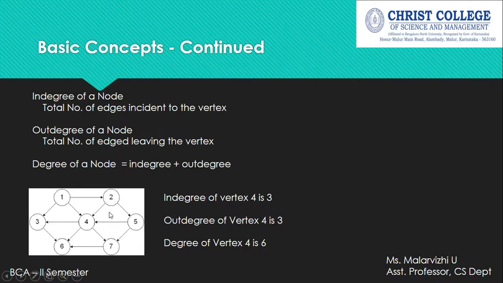In this example diagram, if we consider the vertex 4, the number of incoming edges is 3, because there is an edge from the vertex 1 to 4, from vertex 2 to 4, and from vertex 5 to 4. That's the reason in degree of vertex 4 is 3. Similarly, out degree of vertex 4 is also 3 because there is an edge from vertex 4 to 3, 4 to 6, and 4 to 7. So degree of vertex 4 is 6.